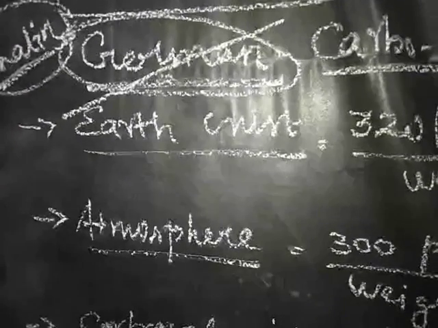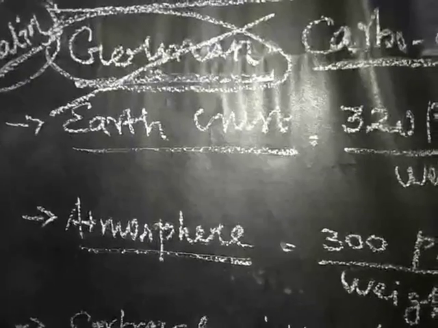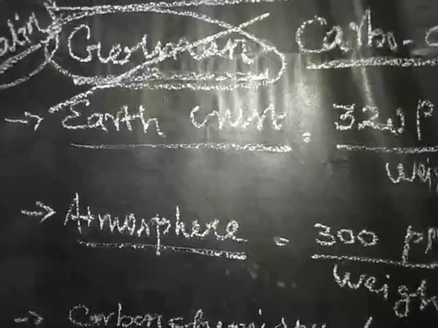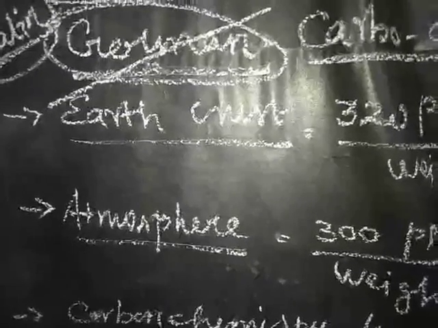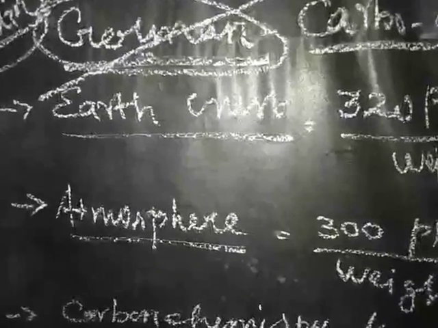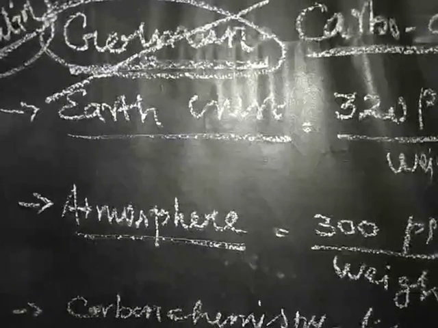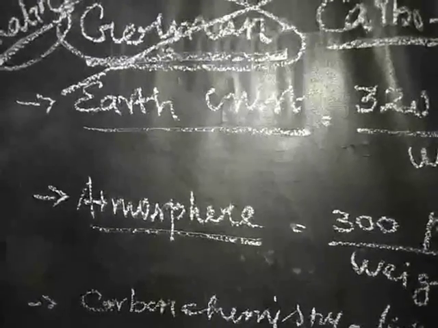So what is the color of coal? Black color. So carbon is the main constituent of what? Coal. So how was it formed? Coal was formed long back ago, that means we cannot find out how many years.